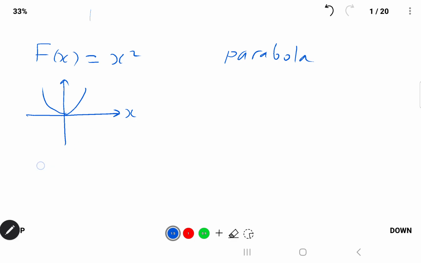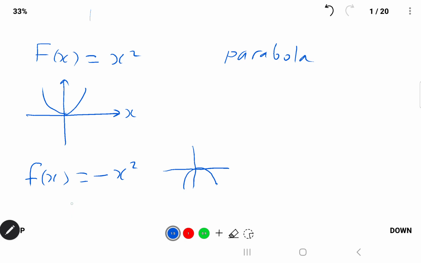Now, what's going to happen to the function if you add a minus sign in front of the function? For example, f(x) is equal to negative x squared. In this case, the function will be reflected in the x-axis. So the graph would seem like this.